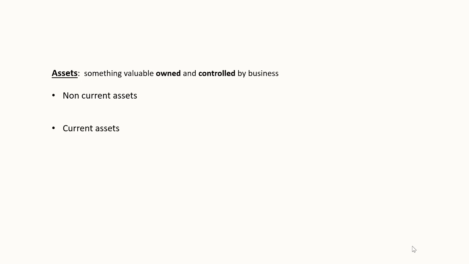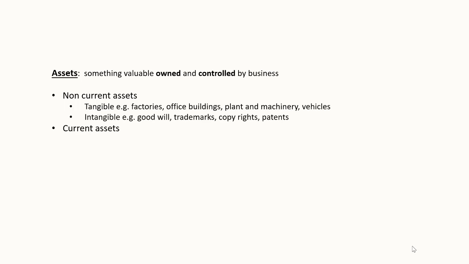Non-current assets are simply those which are held for a long period of time, that is over a year, whereas current assets are those held for a short time, that is less than a year. Non-current assets can be further categorized into tangible non-current assets and intangible non-current assets. Tangible non-current assets are physical objects. You can touch them, you can see them, like office buildings, plant and machinery, vehicles.